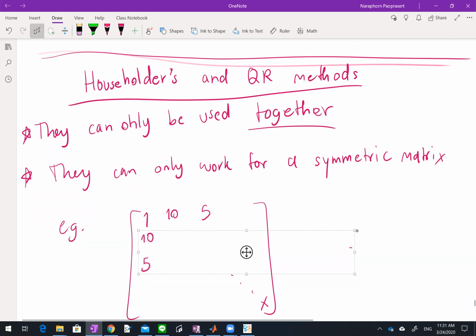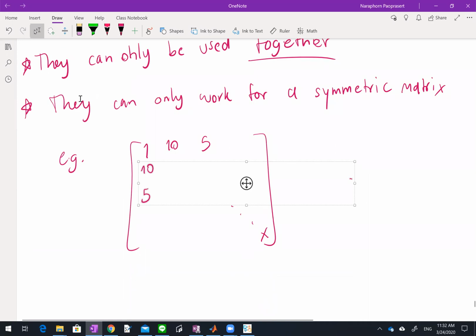So basically, there are two more topics that we have to talk about. The first is the Householder method, and the second is the QR method. These two methods have to be used together in order to find the eigenvalues. The second requirement is that these two methods can only work for a symmetric matrix. So if your matrix is not symmetric, you cannot use them.